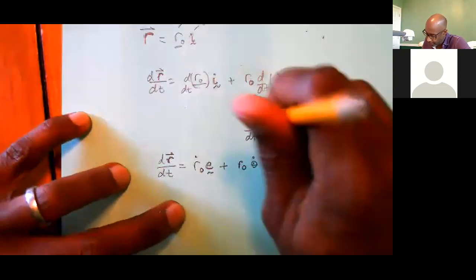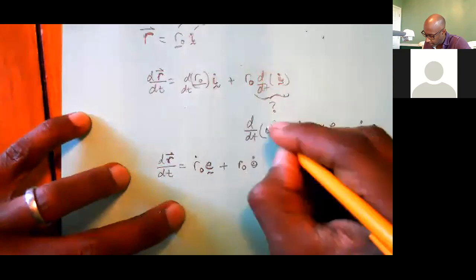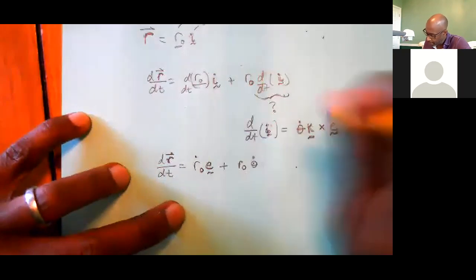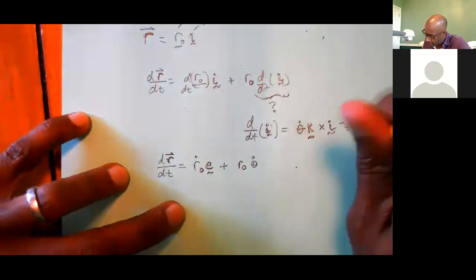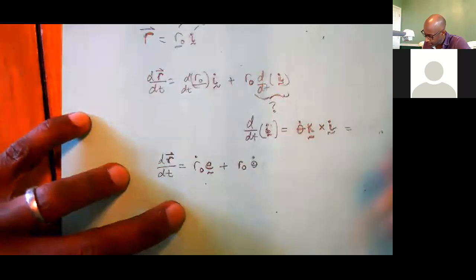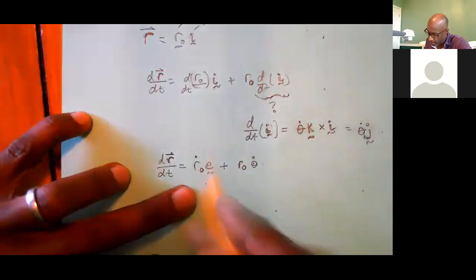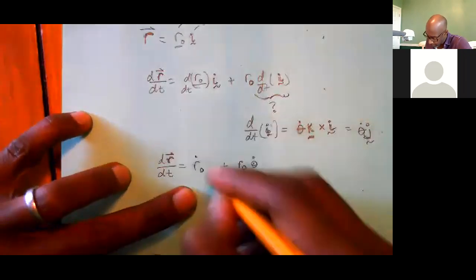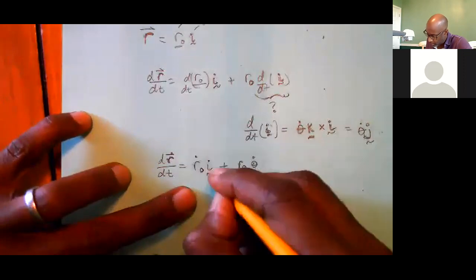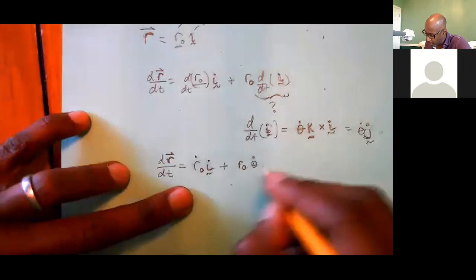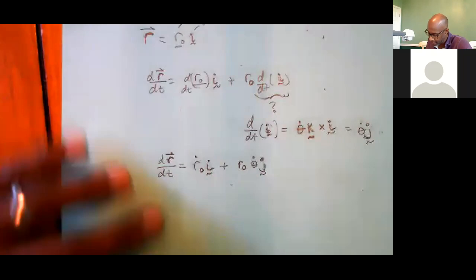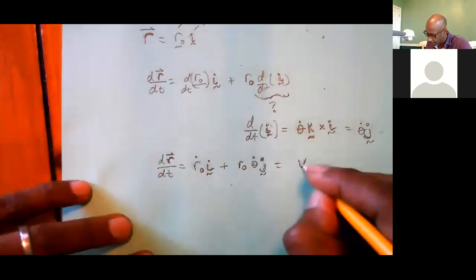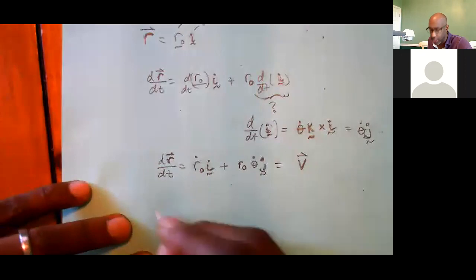And then this is going to be an i. And then it's theta dot k cross i, which is just theta dot j. So that makes that a little bit better. And then this becomes r0 dot i. This is what we call the transport theorem. Plus r0 theta dot j. So now this is velocity. That's a velocity expression. Now the acceleration expression.